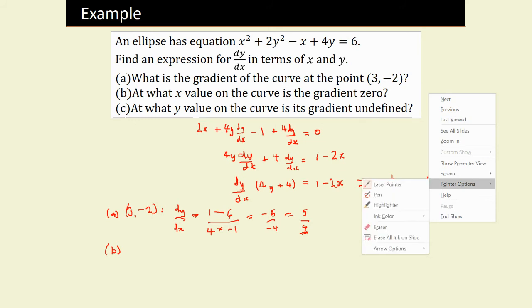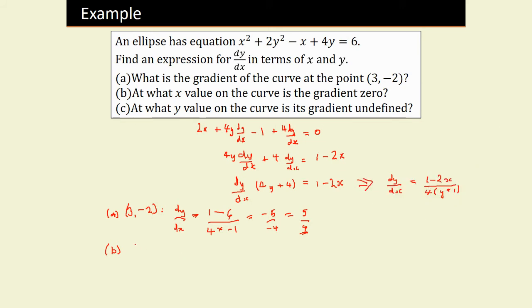Well, we can write it out longhand if we want to. So 1 minus 2x would be 0. Well, that's only going to happen if x is a half. Now remember, this is an ellipse. There should be 2 points given when x is a half.